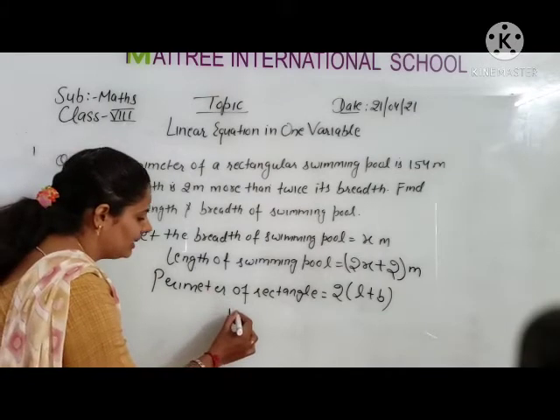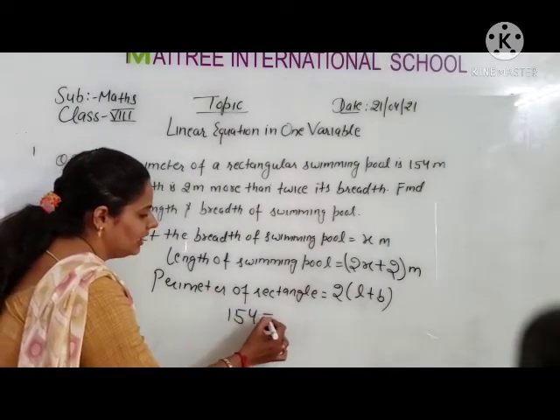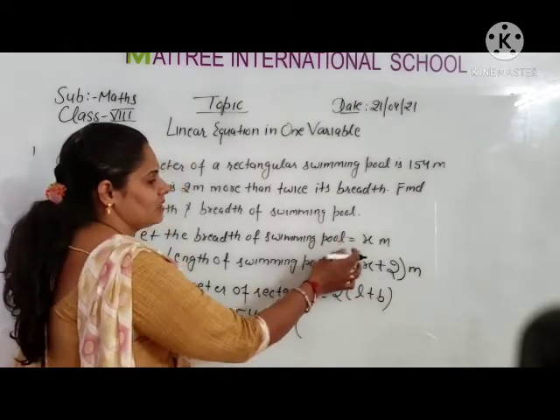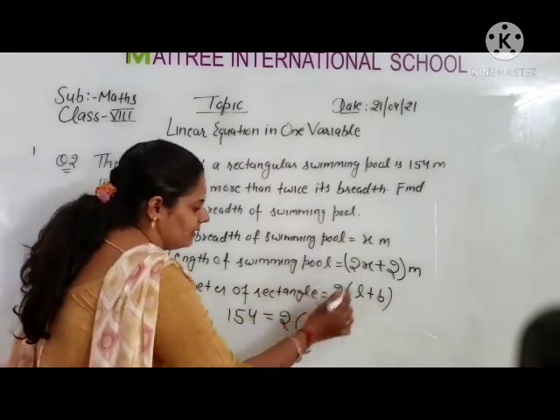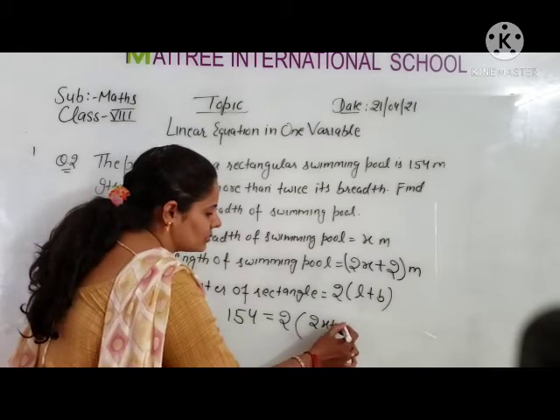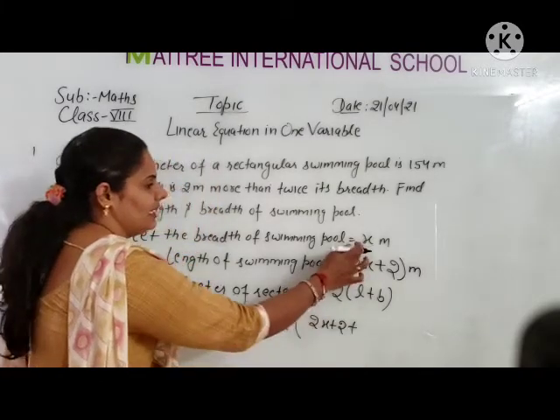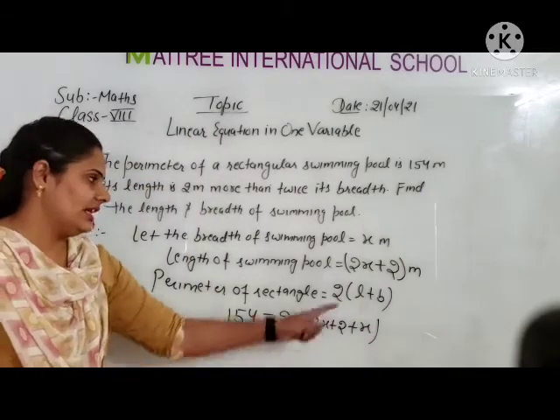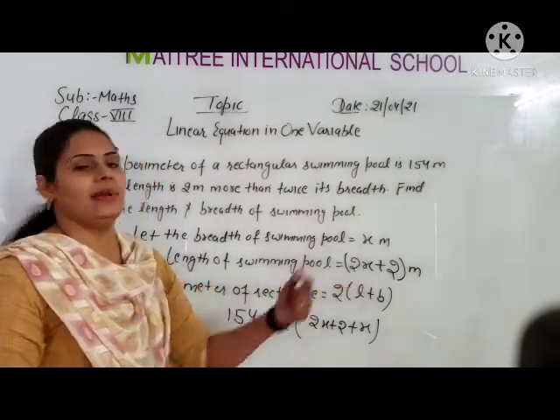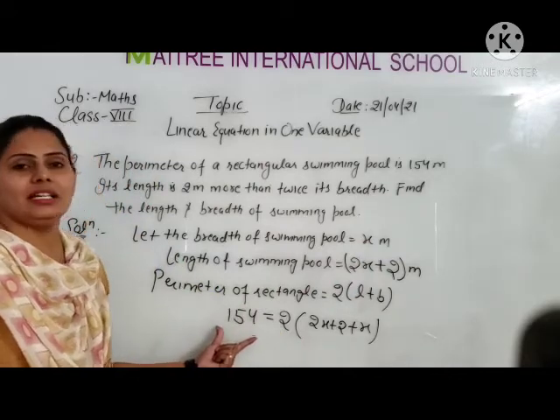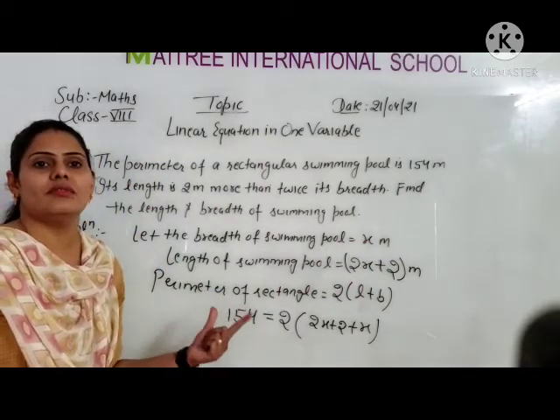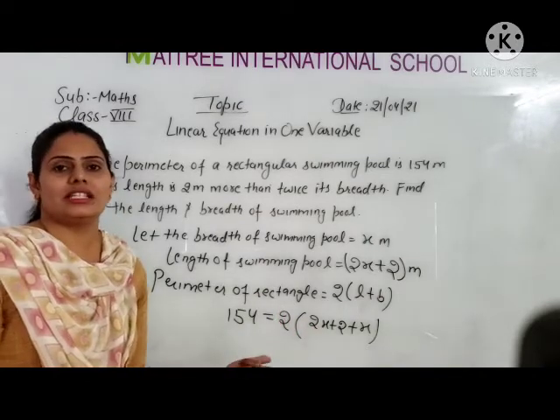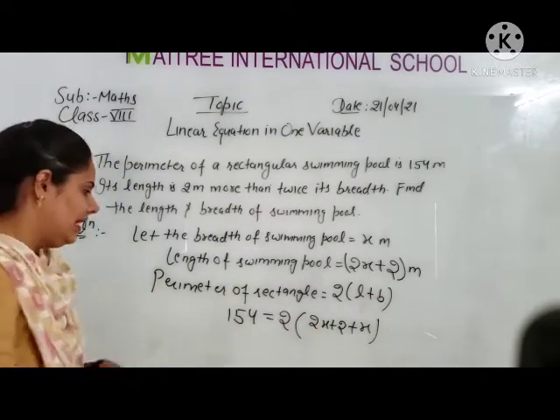So you will put at the place of perimeter: 154 is equal to 2 into length plus breadth. Length is 2x plus 2, and breadth is x. You put the values of length and breadth, and the perimeter is already given in the question, 154 meter. Now you have one equation, and you have to solve it and find the value of x.